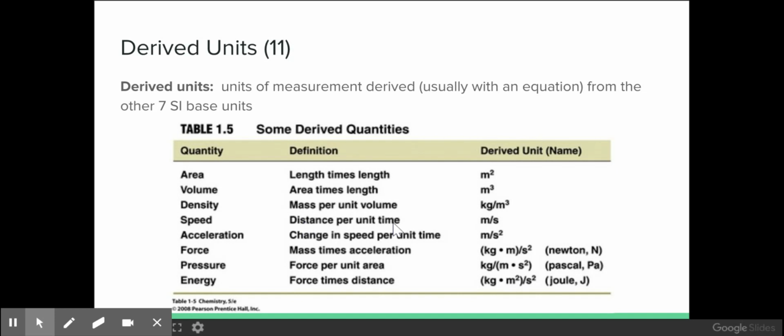Speed, the amount of distance traveled per unit time. The SI units for distance are meters. The units for time are seconds. You take a unit of measurement that's in meters and you divide it by seconds, you get meters per second. So a derived unit is derived from a mathematical equation in which other SI base units are combined in some way.